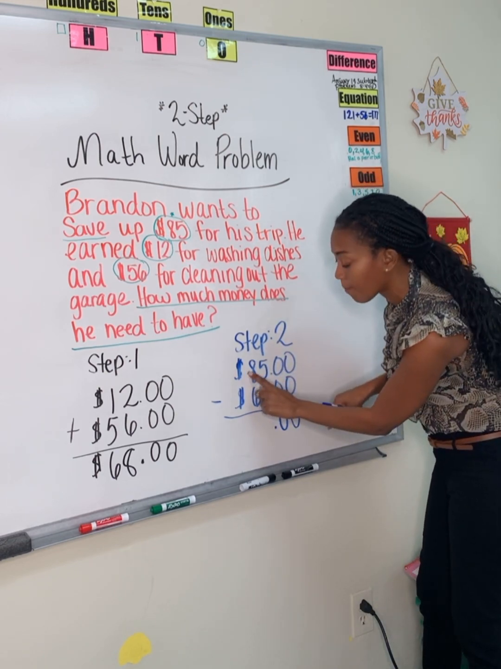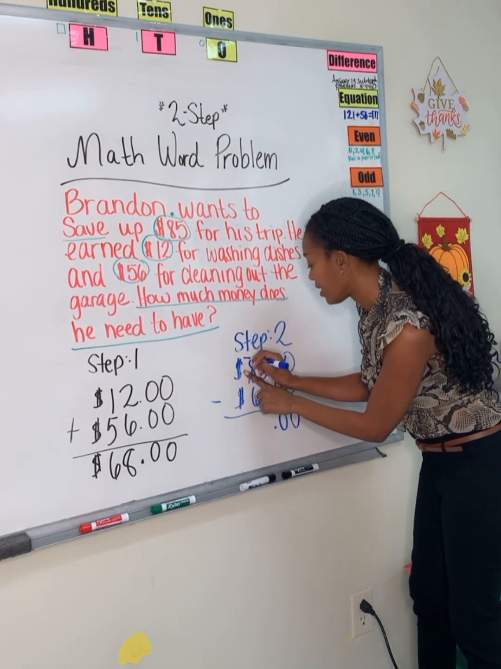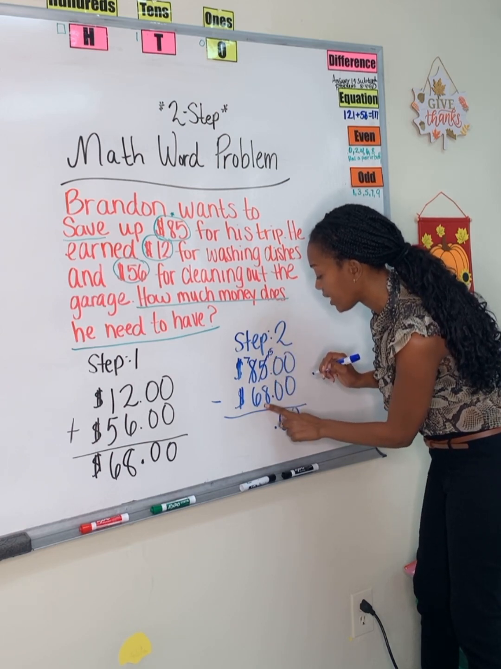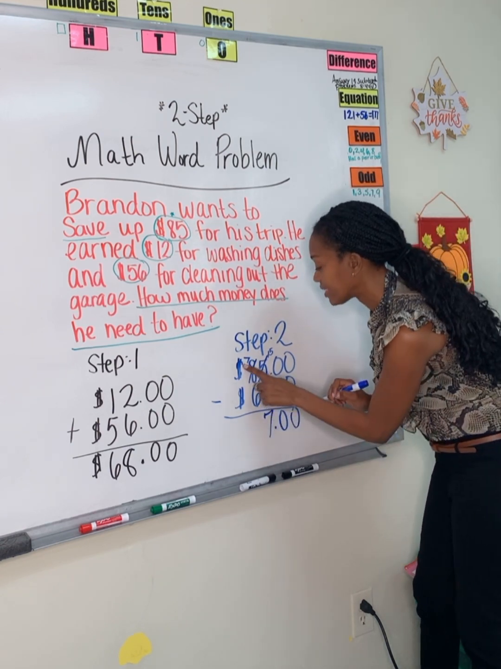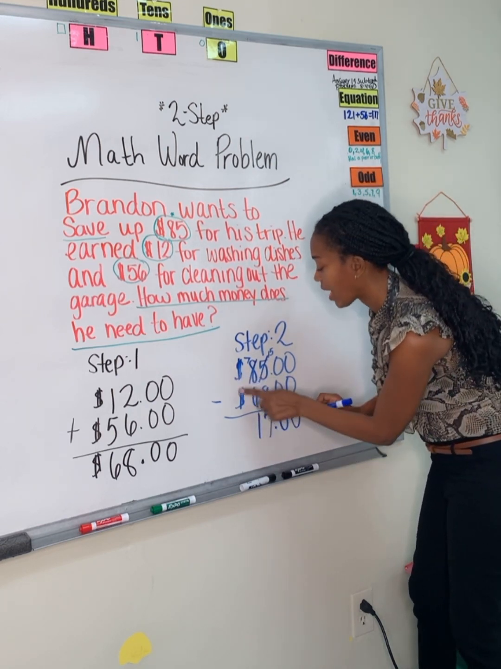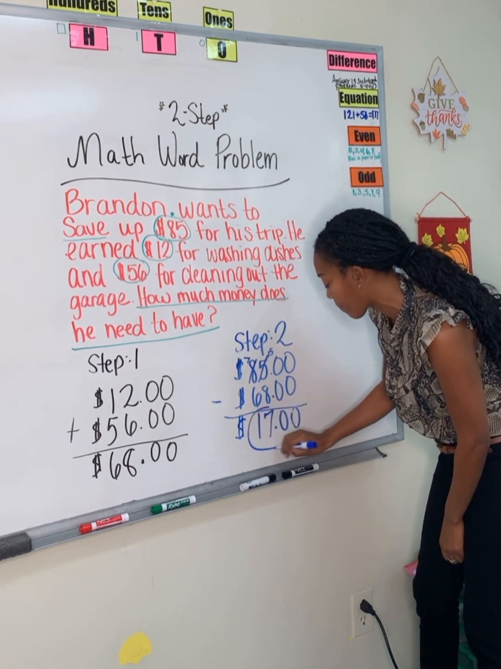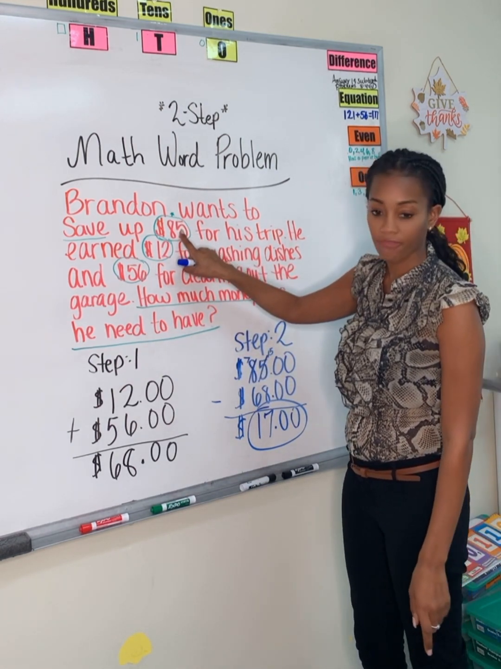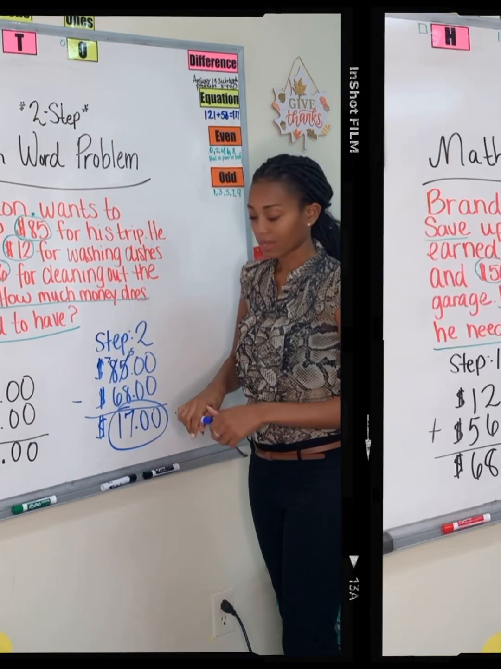So I need to borrow from my neighbor next door, Mr. 8, and Mr. 8 turns into a 7, and Mr. 5 turns into a 15. Very good. Now I need 15 minus 8. 7. Very good. And 7 minus 6. 1. Very good. And then I add back my dollar sign. So my answer to my problem is, how much money does he need to have to get to his $85? Is $17. Got it? Good.